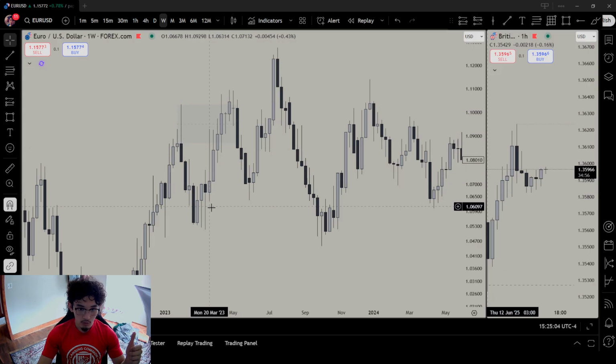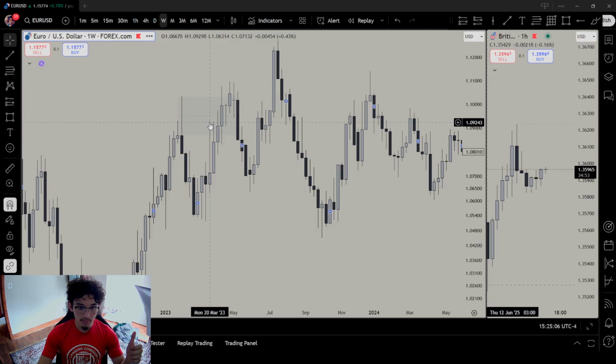Retraced, accumulated, went back up higher, tapped the threshold, the resistance block, pushed right back lower, accumulated a bit more, and eventually, before taking out the wick, then eventually took out the wick.